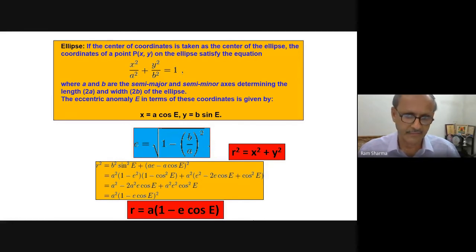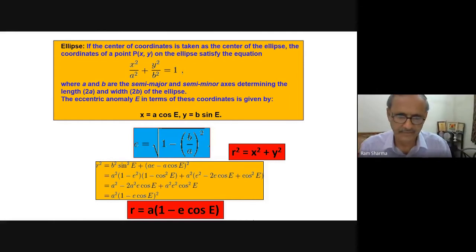We have a wonderful relation, A into 1 minus E cos E, because this helps us many times. R will come up when you do your research. Suppose R cube is there and you have to expand it, then this expression helps quite a lot. E is also there, so higher powers of E one can neglect, and we get some expressions. So this is very useful, and the other one is in terms of the true anomaly.